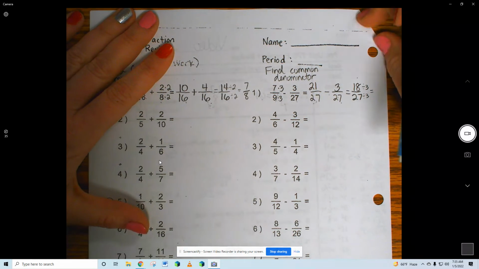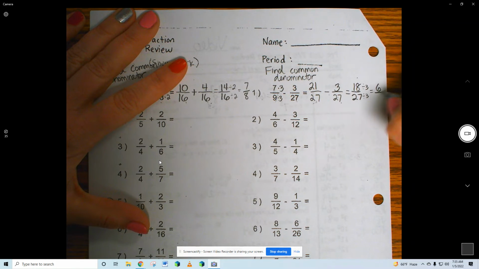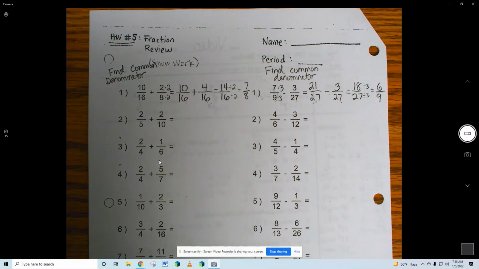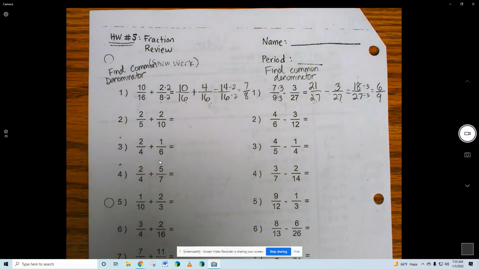18 divided by 3 is 6. 27 divided by 3 is 9. Oh, I can go even further. I should have picked 9. Anyways, the answer is 2/3.